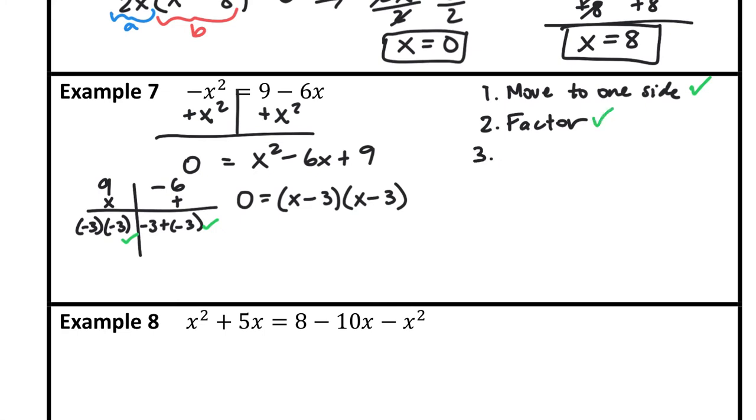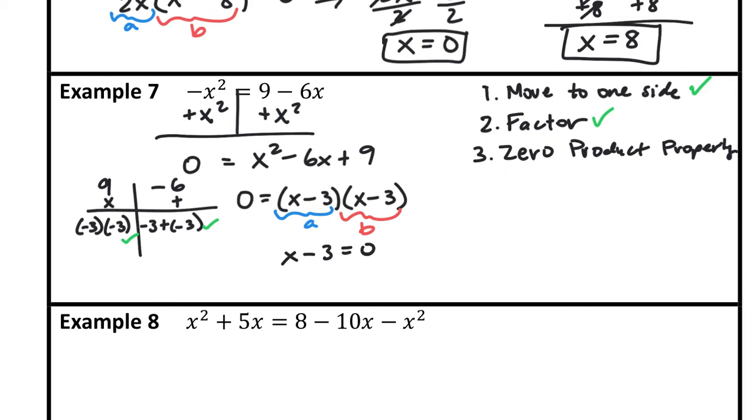And then step 3, the 0 product property. So if this is my A, this is my B, that means that x minus 3 equals 0. So plus 3 means x equals 3. And I'm not going to do the other part because it's the same thing. They're both going to give me x equals 3.